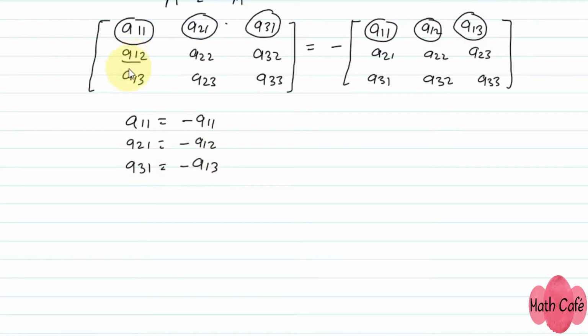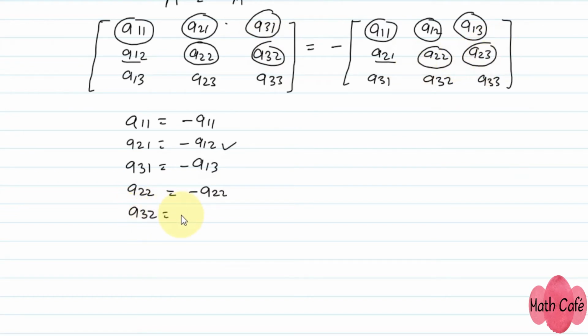Again A12 will be equal to minus of A21. We have already taken this case. A22 will be equal to minus of A22. Again A32 will be equal to minus of A23, and A13 will be equal to minus of A31. We have already taken this case, and A23 will be equal to minus of A32.